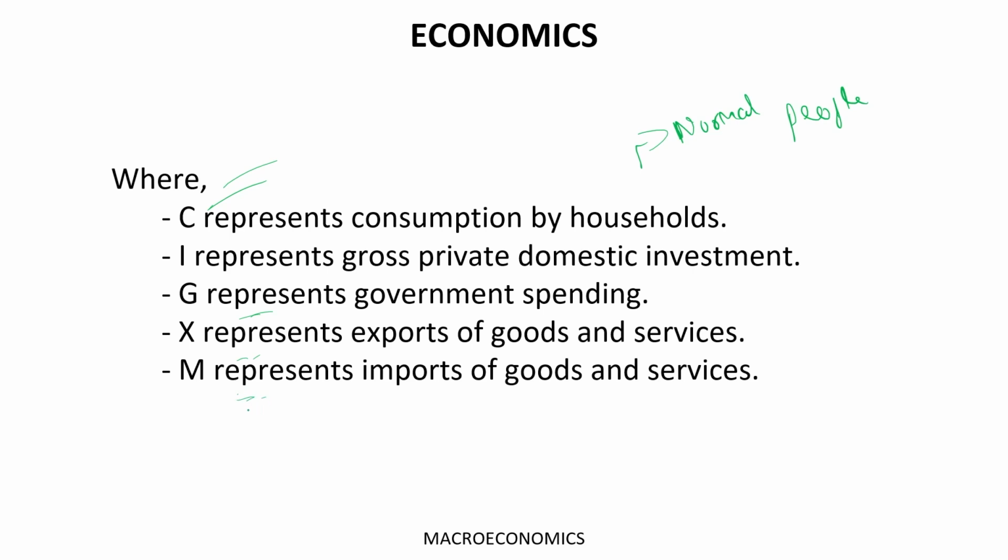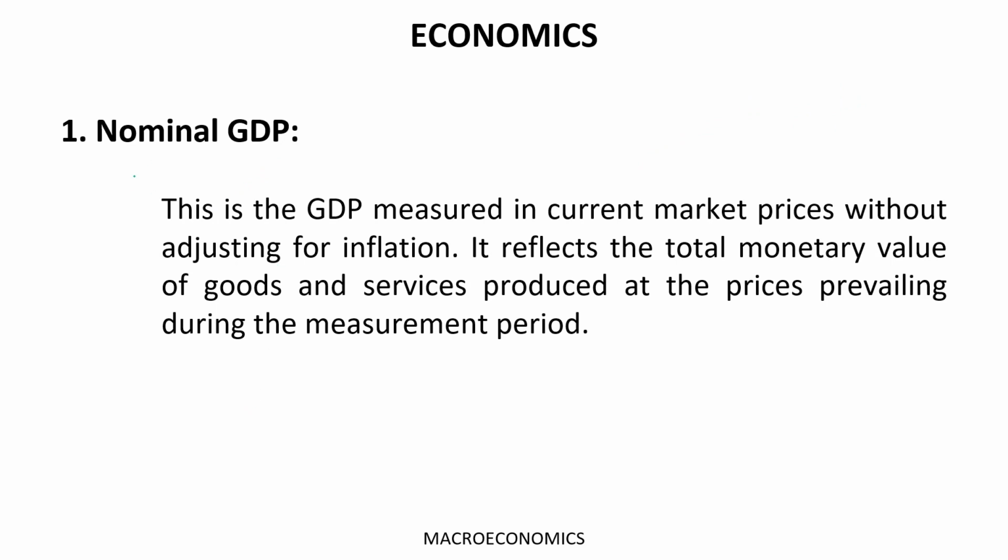Thereafter, now we have types of GDP. So basically we have nominal GDP and also we have real GDP. There are two types, nominal and real. So let's discuss them. First, we have the nominal. It is measured in current market prices without adjusting for inflation, and reflects the total monetary value of goods and services produced at the prices prevailing during the measurement period.